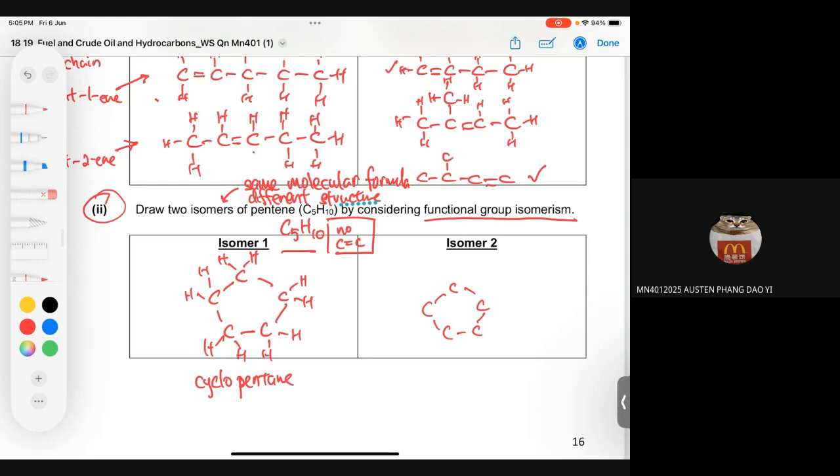Okay, so this one, whether a circle or pentagon, the key idea here is as long as 5 carbons are linked up together in a circle, it is still considered a cyclopentane. Okay, give you another try, come.